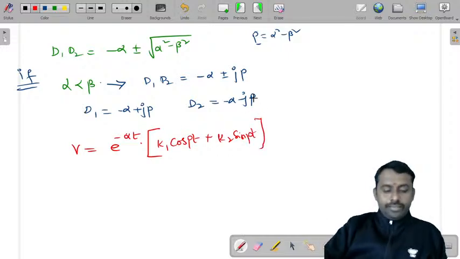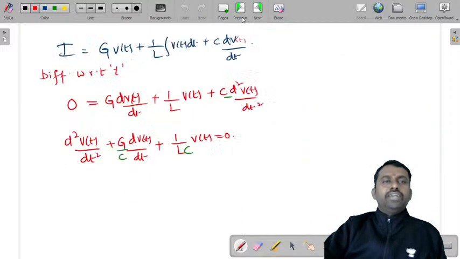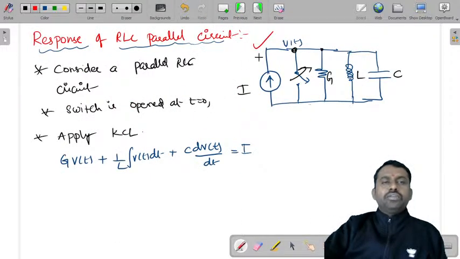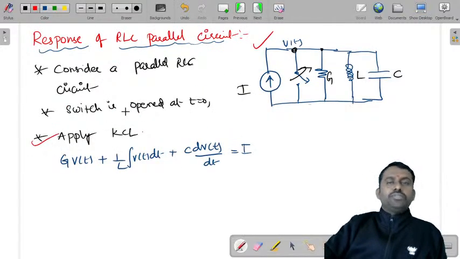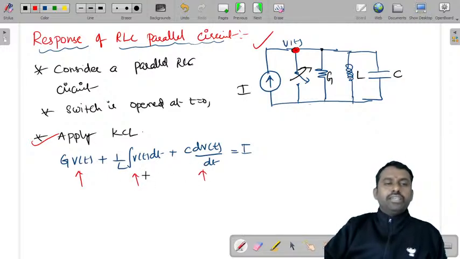So these are the different solutions for a parallel circuit. So what have we done? We have considered a parallel circuit where the switch was closed for a long time and it is opened, and the inductor and capacitor are assumed to be uncharged. So we have applied KCL to this node. Then you got G into V, conductance into voltage. This is another current, the current through the capacitor, and the current through the inductor.